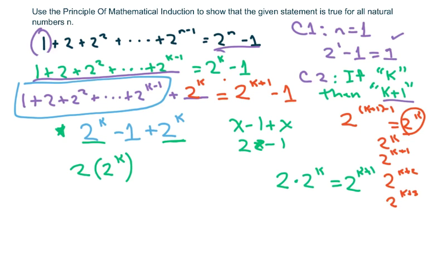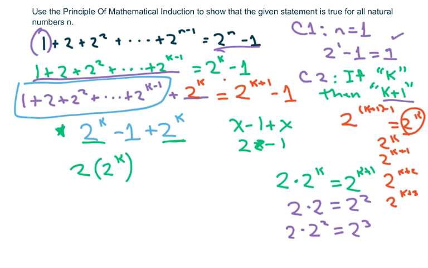And if you don't, just plug in 1 here. If I plug in 1 for k, I get 2 times 2. Plug in 1 on the right side, I get 2 squared. Or you can plug in 2. If you plug in 2 for the k, you get 2 times 2 squared equals 2 cubed.